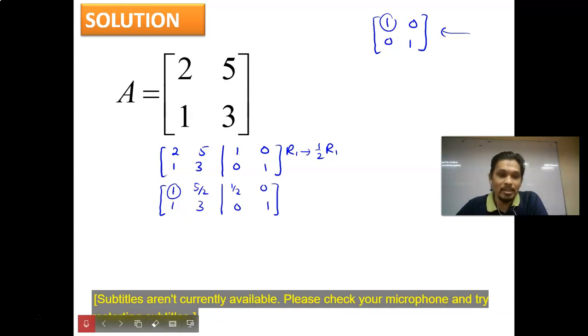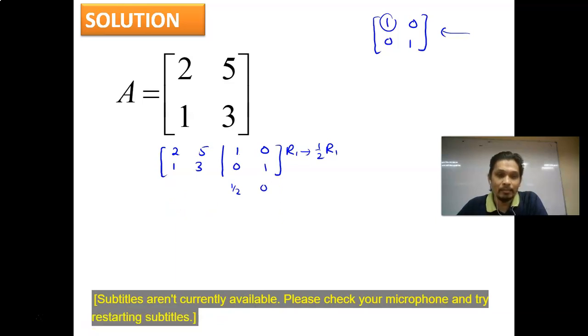And let's say the second person, B, might come up with this idea: interchange between row number 1 and row number 2. Why? Because there is already a 1 here. So then he comes up with 1, 3, 0, 1 and 2, 5, 1, 0.